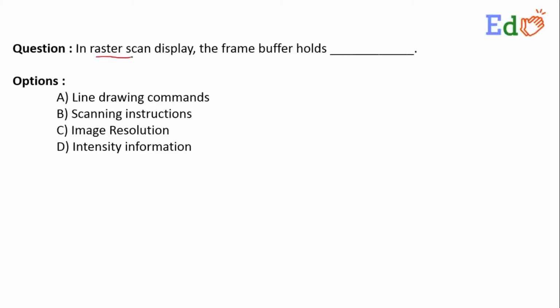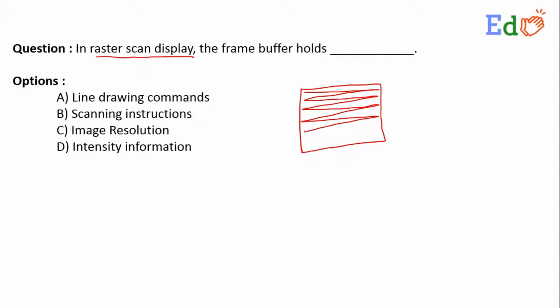In raster scan display, the frame buffer holds... So in case of raster scan display, we know that if this is a screen, then the electron beam will impinge on this particular screen in this way, from left to right and from right to left in this way. So that is known as the raster scan display. In this way the screen will be traced.